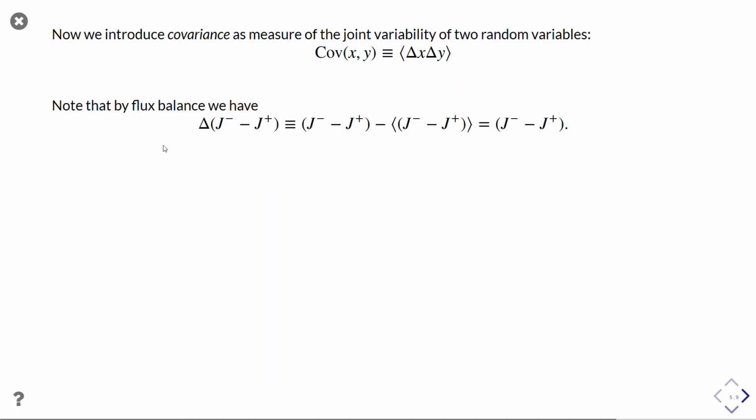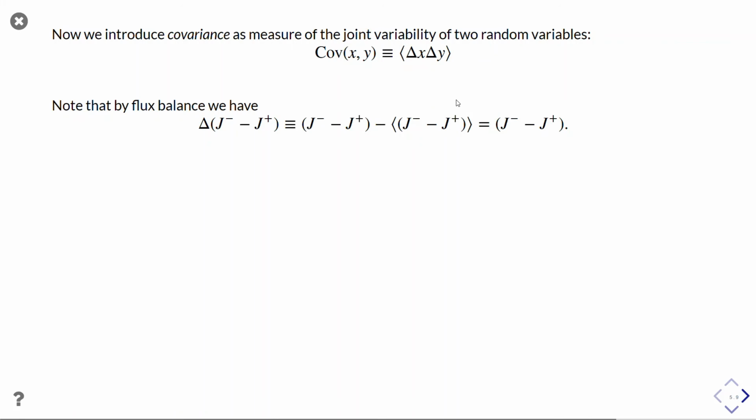Now, by flux balance, we have that delta of J minus minus J plus is equivalent to J minus minus J plus minus the average of J minus minus J plus. This is exactly equal, by flux balance, to J minus minus J plus, because this average is exactly 0.